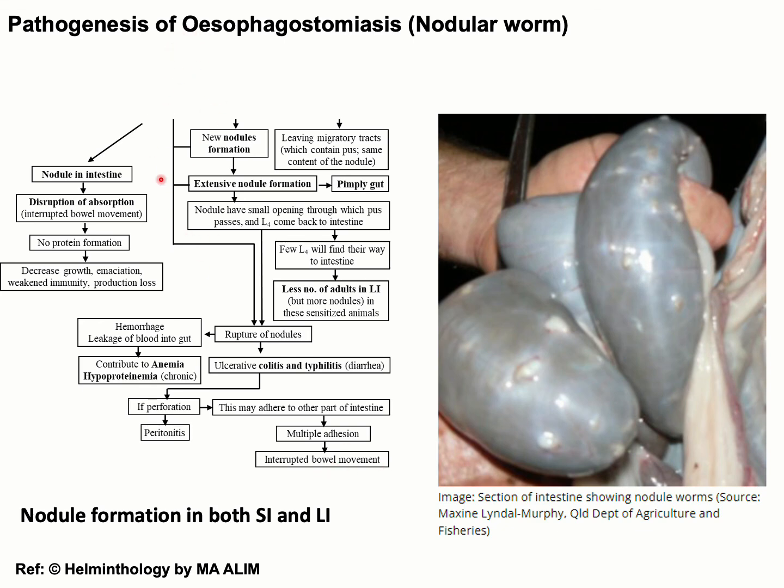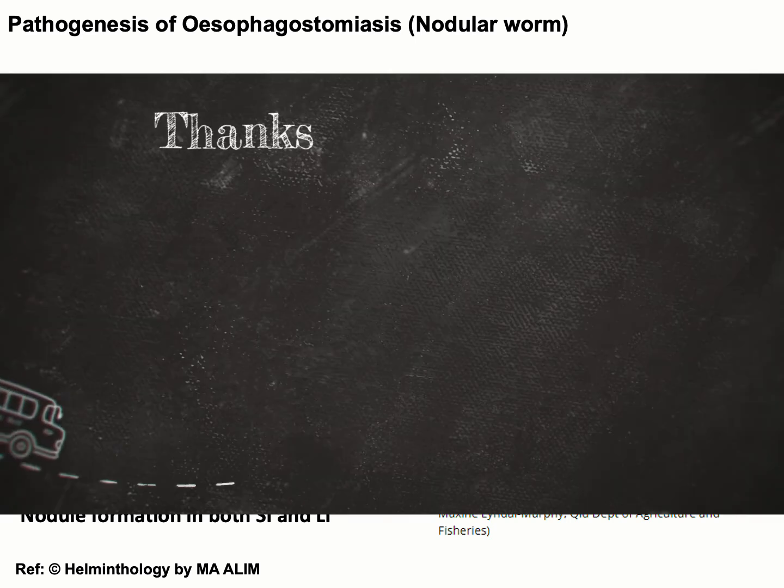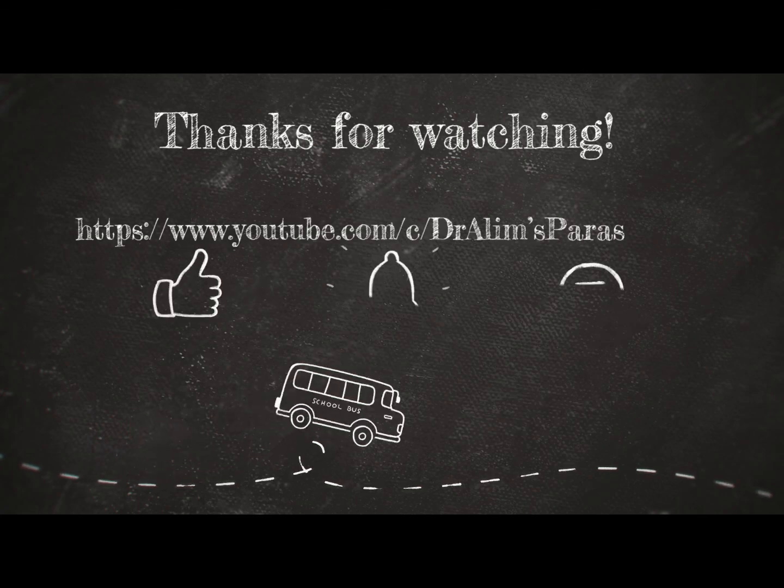So due to the extensive nodule formation in the wall of the small or large intestine, there will be disruption of the absorption, and this will ultimately lead to the development of different clinical signs such as decreased growth rate, emaciation, and production loss.